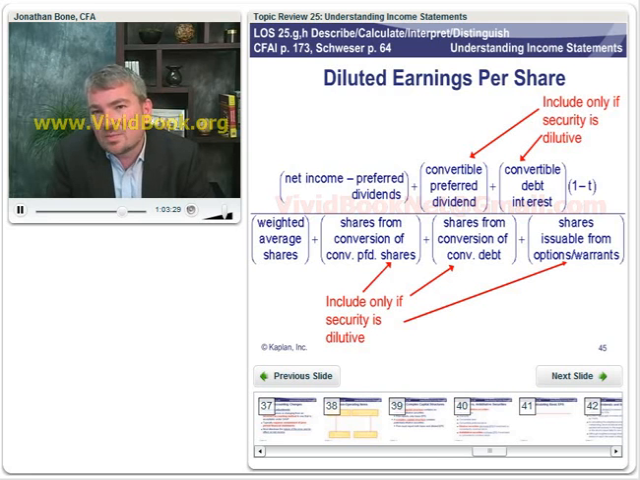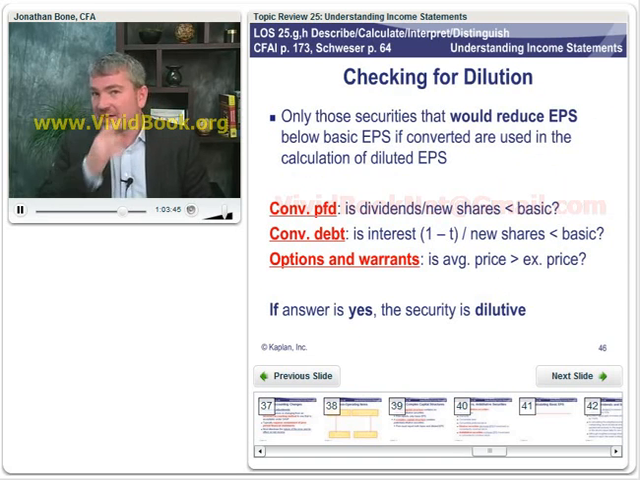Employee stock options and warrants have no impact on our numerator and only an impact on our denominator. And again, we would only include these if they're dilutive, and we're going to talk about how to spot this one at a time. So let's move in and talk about this idea of checking for dilution.